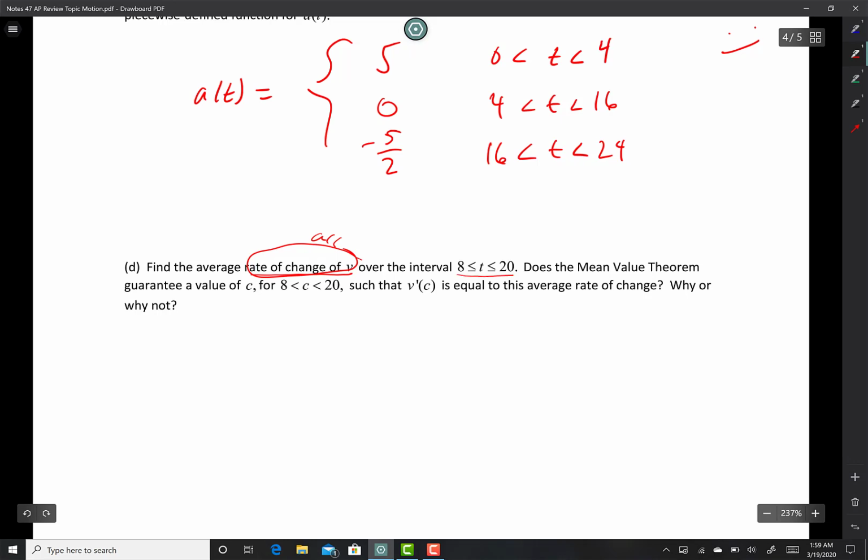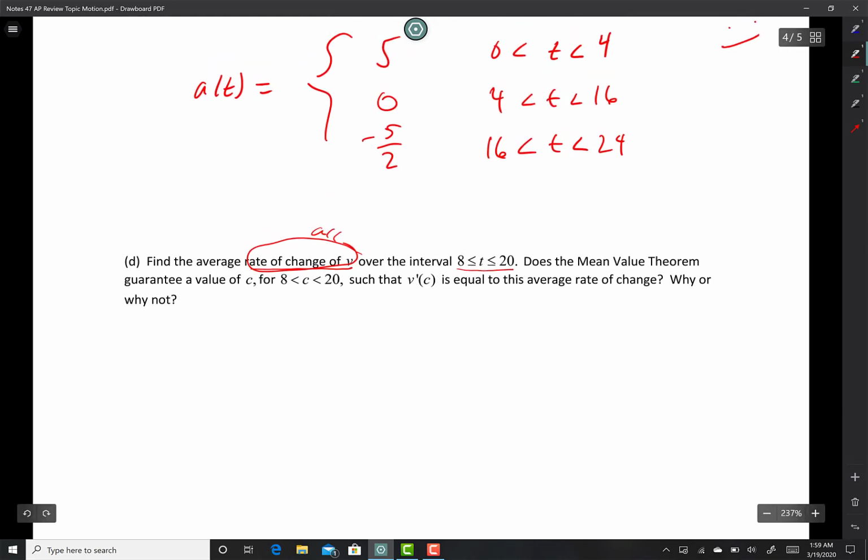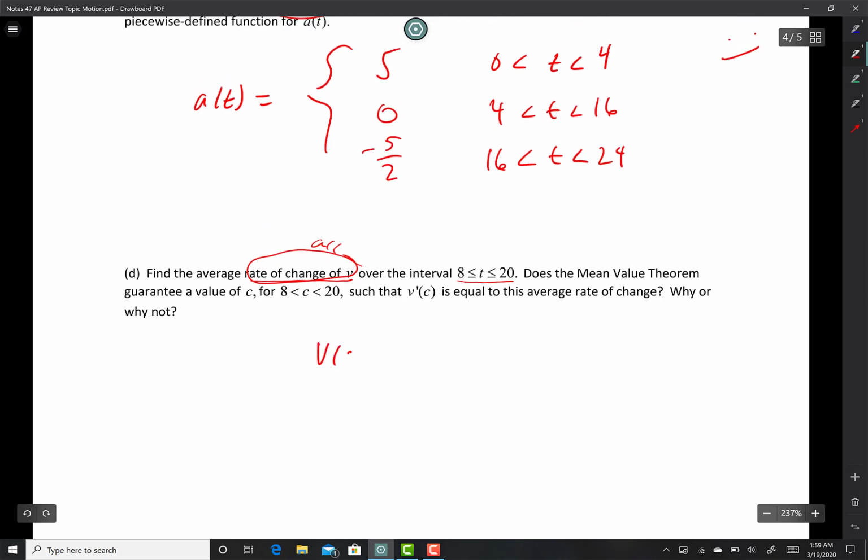Does the mean value theorem guarantee a value c between 8 and 20 such that v prime of c is equal to the average rate of change? Why or why not? All right, first there's a lot of stuff going on. First, let's just find the average acceleration. Average rate of change. So I'm going to write v of 20 minus v of 8 over 20 minus 8.